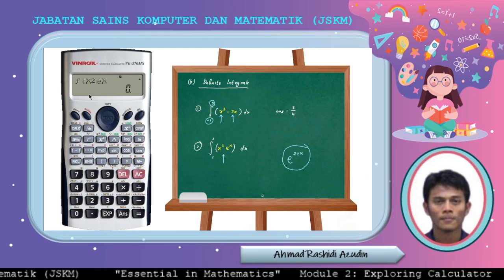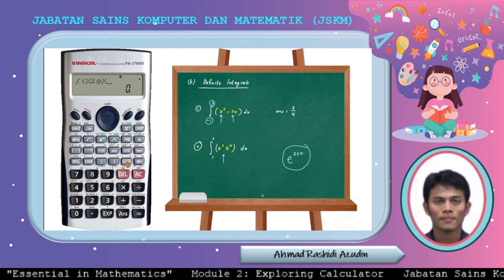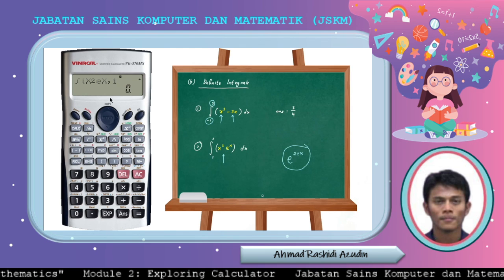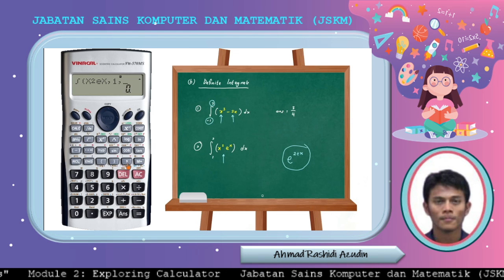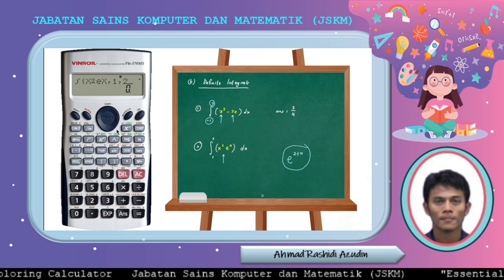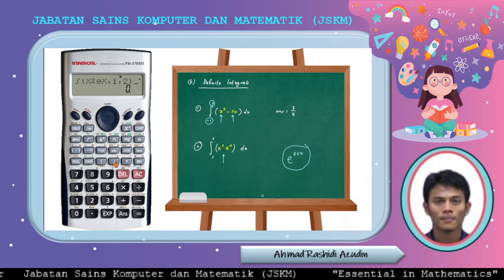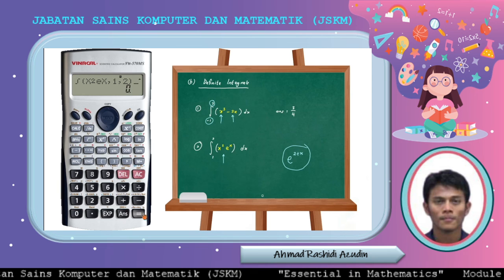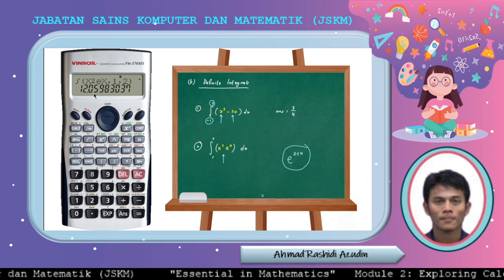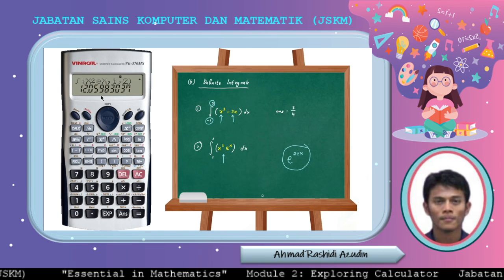Next, we need to include the limits of the integration, which are 1 and 2. So to do that, press comma and then press 1 to represent the lower limits, press comma, then press 2 to represent the upper limits of the integration. After that, we press this close bracket button and then press this equal sign to get the result of this integration. So the answer is approximately equal to 12.0598.